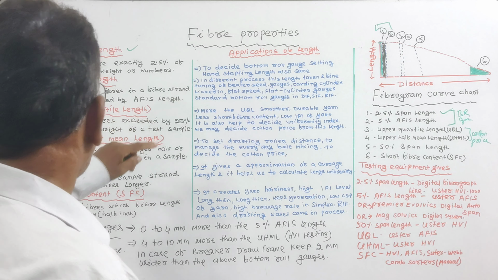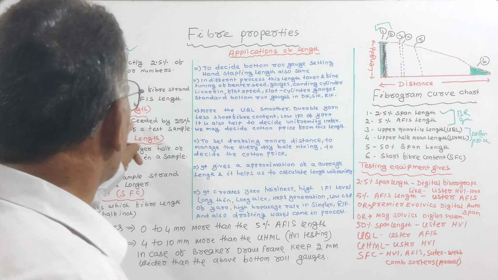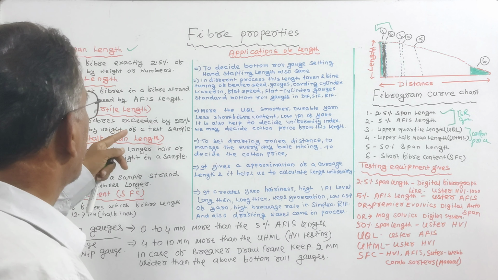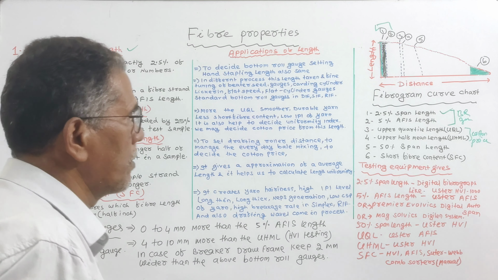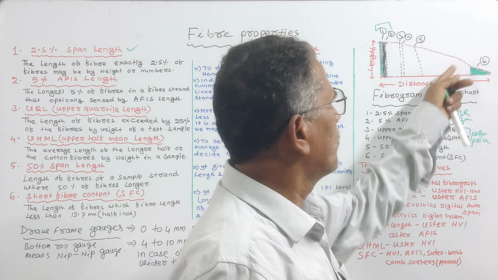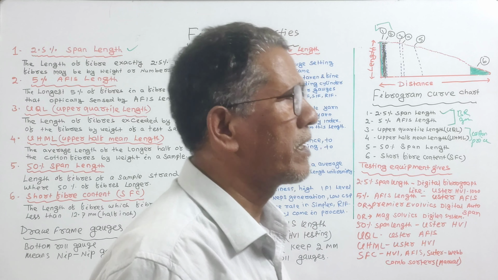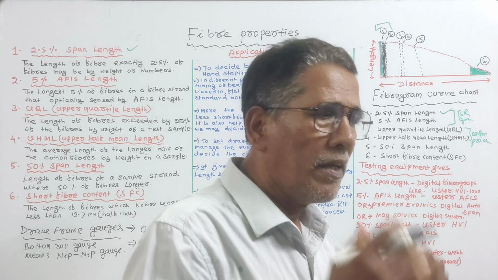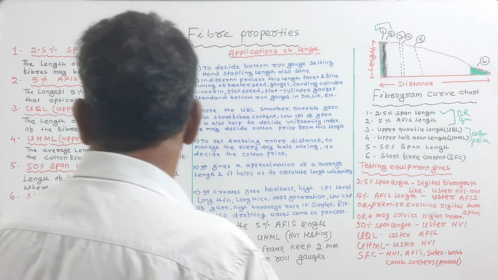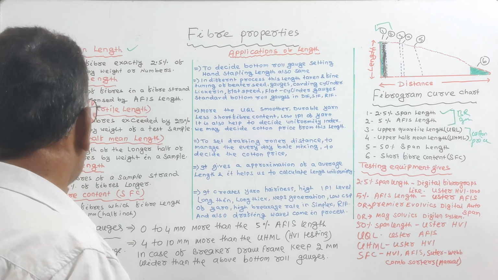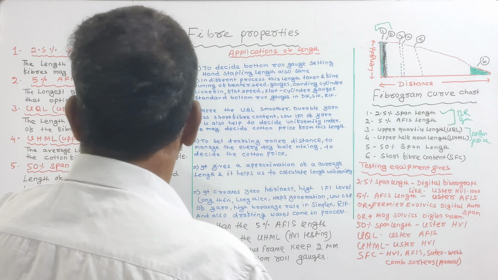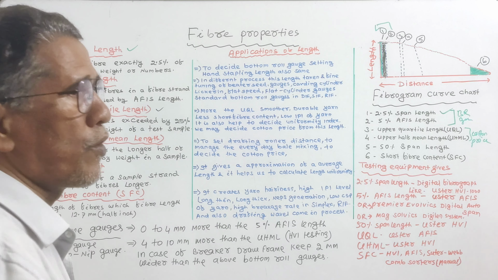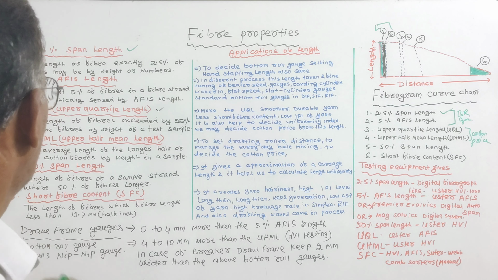And you see upper quartile length, the length of fibers exceeded by 25% of the fibers by weight of a test sample. Whenever we have taken the test sample of 1 gram or 0.5 gram, the average of the 25% longest fiber is called upper quartile length.